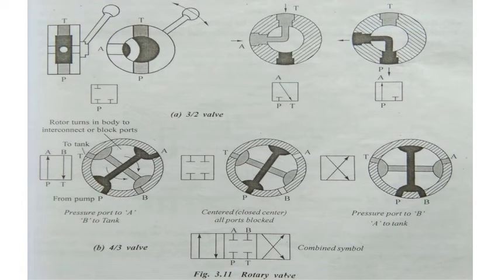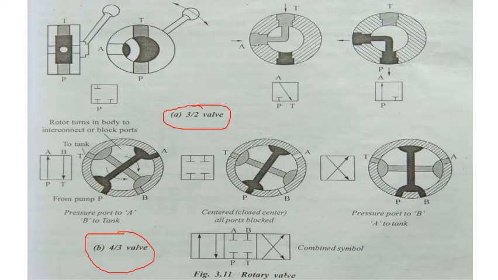Compared to the previous diagram, you can understand the concepts, how it is connected or how it is not connected. You can see it in a very good picture representation here. There are two diagrams in this slide. First is a 3 by 2 valve and second is a 4 by 3 valve. A 3 by 2 valve means 3 ports are present and 2 positions are present.